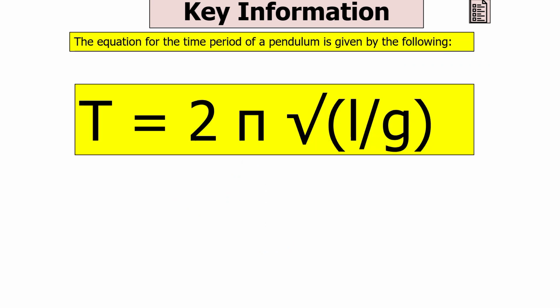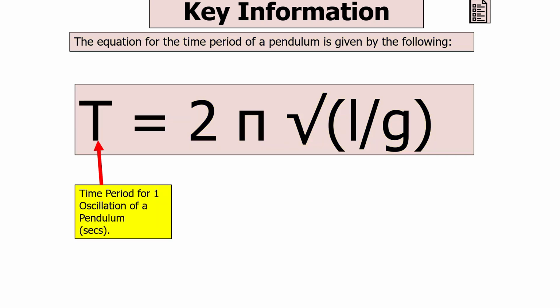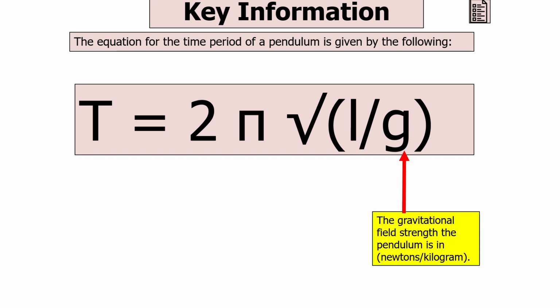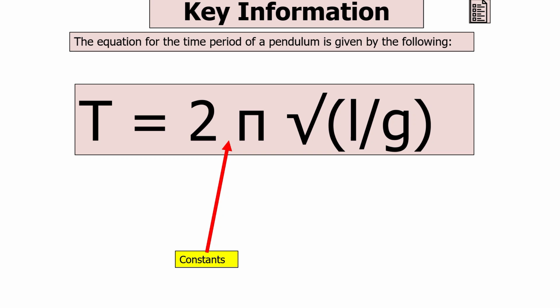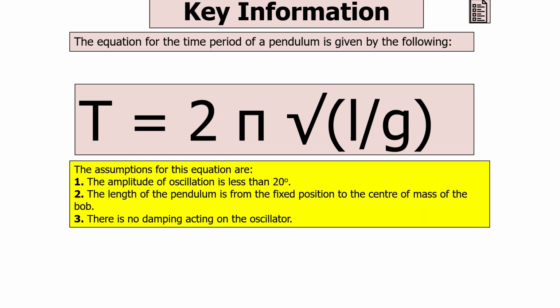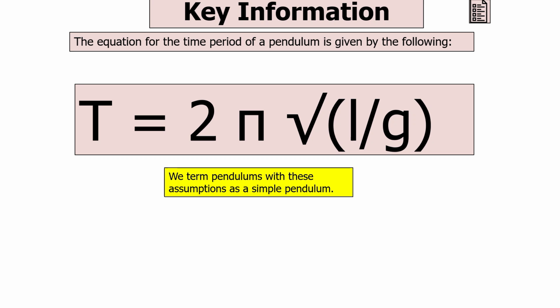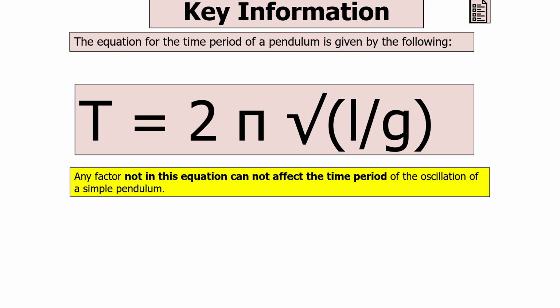So our time period for a pendulum is T is equal to 2 pi times the square root of L over g, where T is the time period for one oscillation of the pendulum, L is the length of the pendulum in meters, g is our gravitational field strength of the pendulum in newtons per kilogram, and 2 pi is constants. Now the assumptions for this equation are that the amplitude of oscillation is less than 20 degrees, the length of the pendulum is from the fixed position to the centre of mass of the bob, and there is no damping acting on the oscillator. We term pendulums with these assumptions as simple pendulums. Now any factor not in this equation cannot affect the time period of the oscillation of a simple pendulum.